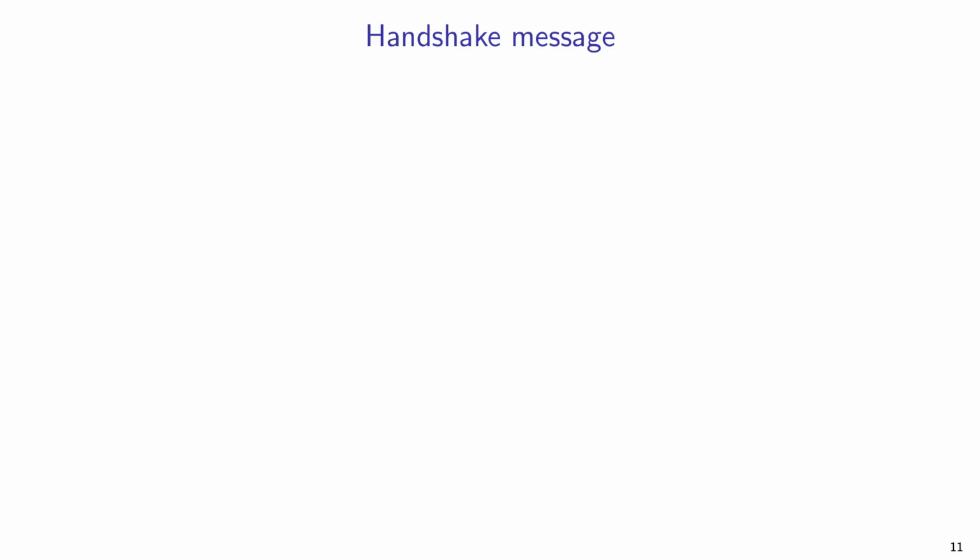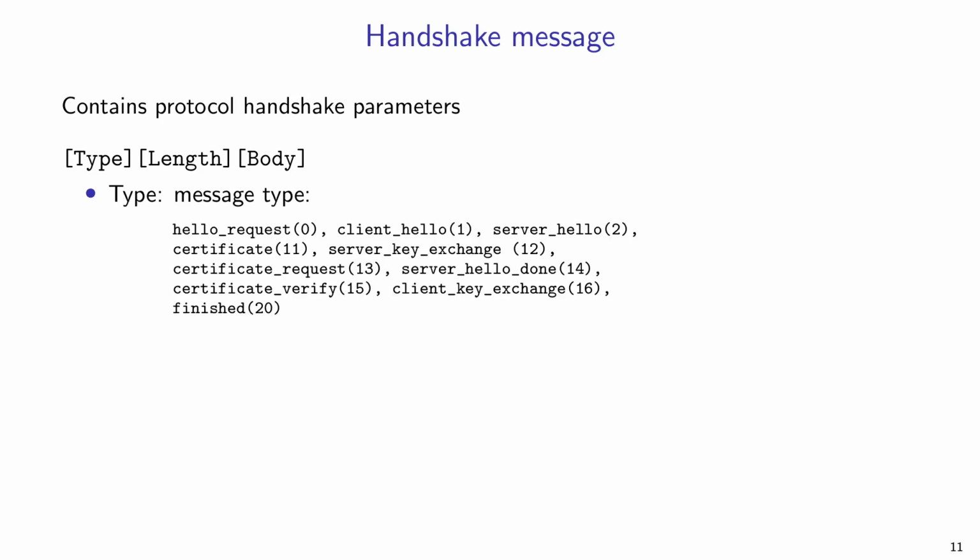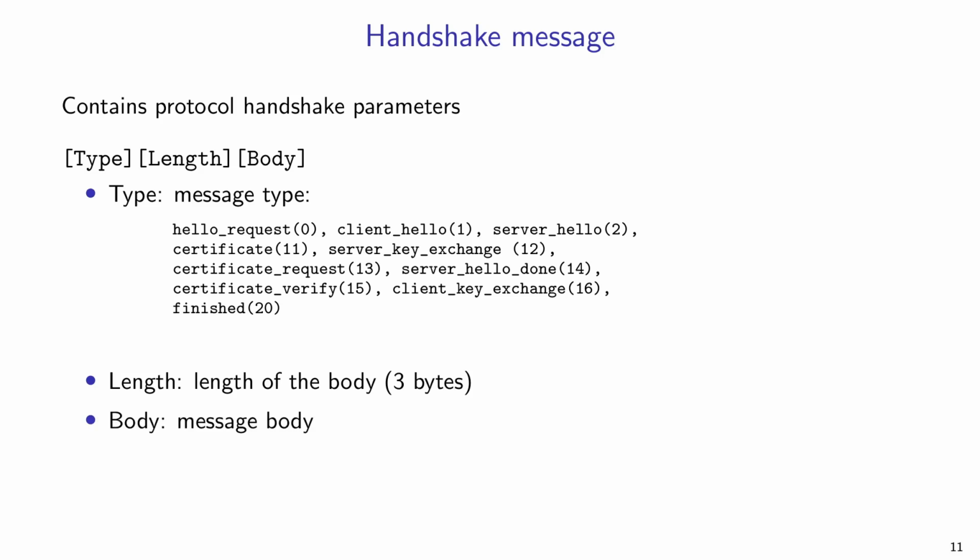The most complicated TLS protocol type is the handshake message, which contains protocol handshake parameters and is used to negotiate a TLS session. A handshake message contains the handshake message header specifying the type of the handshake message, the length of the message, and then follows the message itself, the message body or payload. So the type is a single byte field that encodes the type of the handshake message. Here you can see the corresponding decimal values for the most popular handshake messages. The length of the handshake message is encoded using 3 bytes. And the body field contains the handshake message.